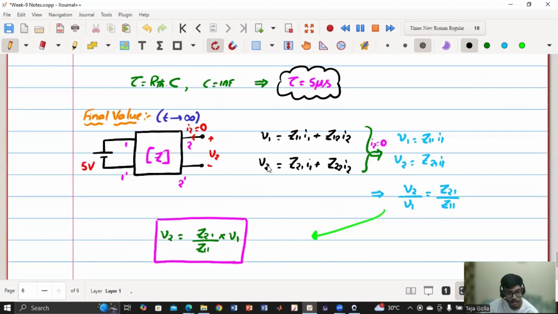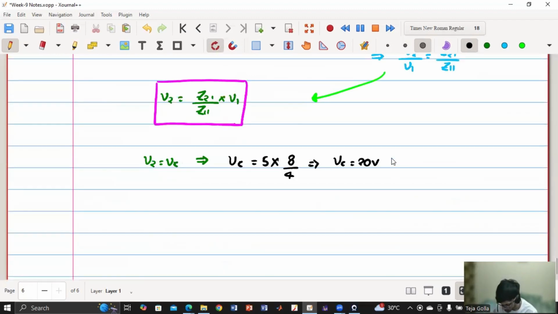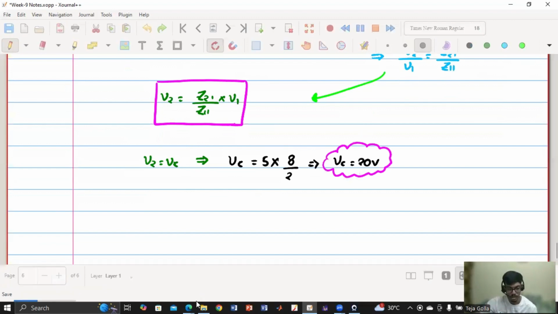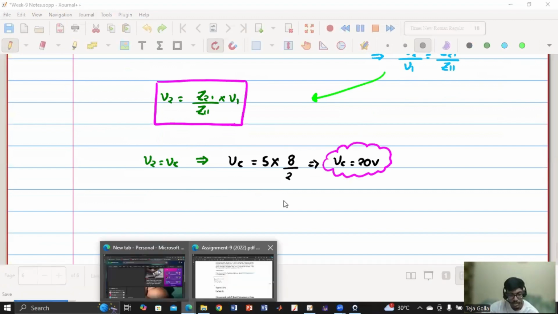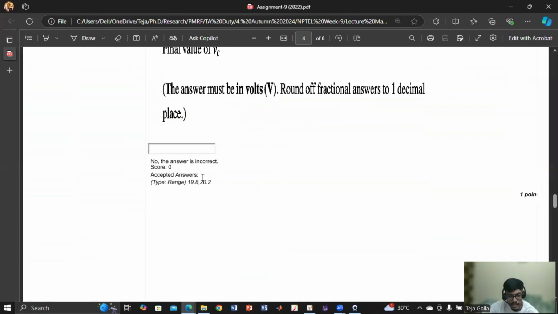I'm sorry, 8 by 4 or 2? 8 by 2. Sorry, this is not 8 by 4, this is 8 by 2. So that's why it is 20 volt. So my capacitor final voltage value is 20 volt. Okay. VC is 20 volt.